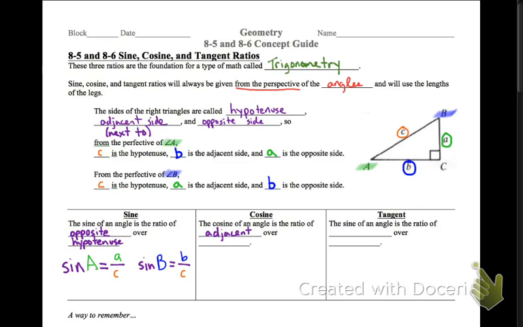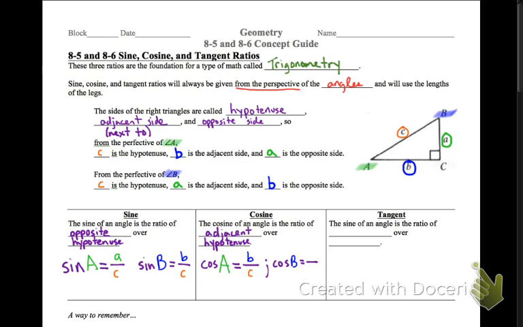The cosine is a different ratio. It is the adjacent side over the hypotenuse. Okay, so from the perspective of angle A, what is the adjacent side? The cosine of A is going to be adjacent over hypotenuse. Adjacent is B, and the hypotenuse is C. So the cosine of A is equal to B over C. It's actually the same as the sine of B. We'll explore that more and talk about that more as we go along.